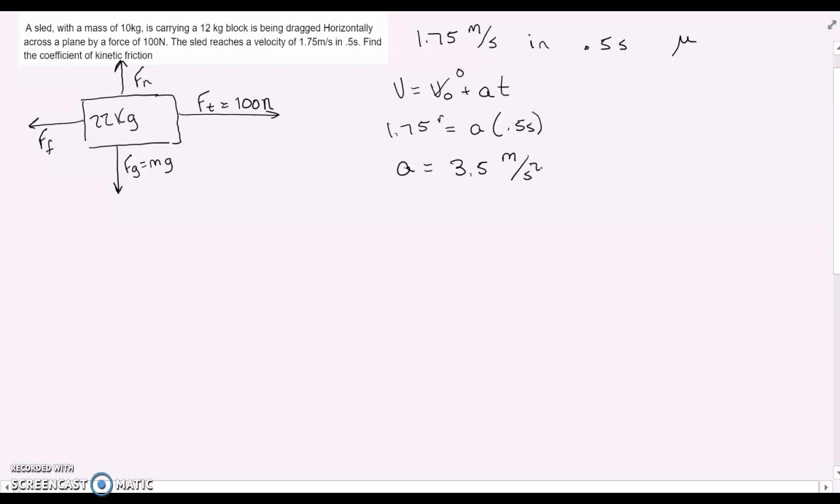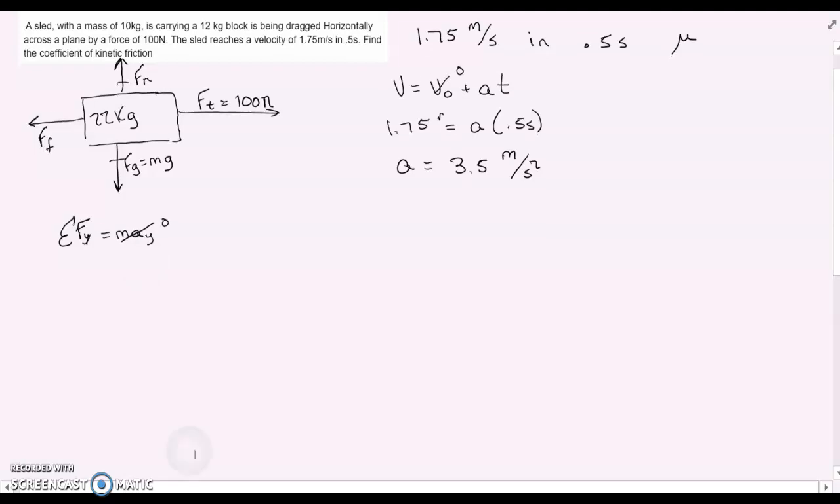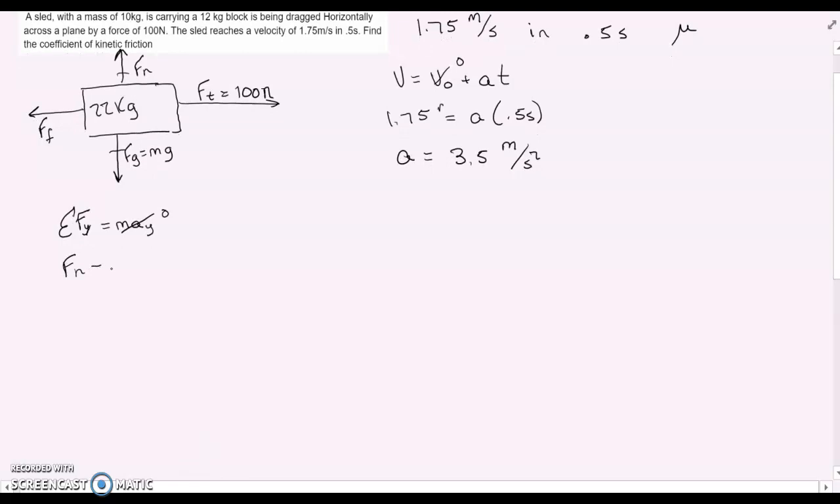So now that we know acceleration, we can use forces to find the coefficient of kinetic friction. So the sum of the forces in the y equals mass times acceleration in the y. But since we know we are not accelerating in the y, mass times acceleration equals 0. So that will give us force normal minus force of gravity equals 0. Or force normal equals our mass of 22 kilograms times gravity, 9.8.